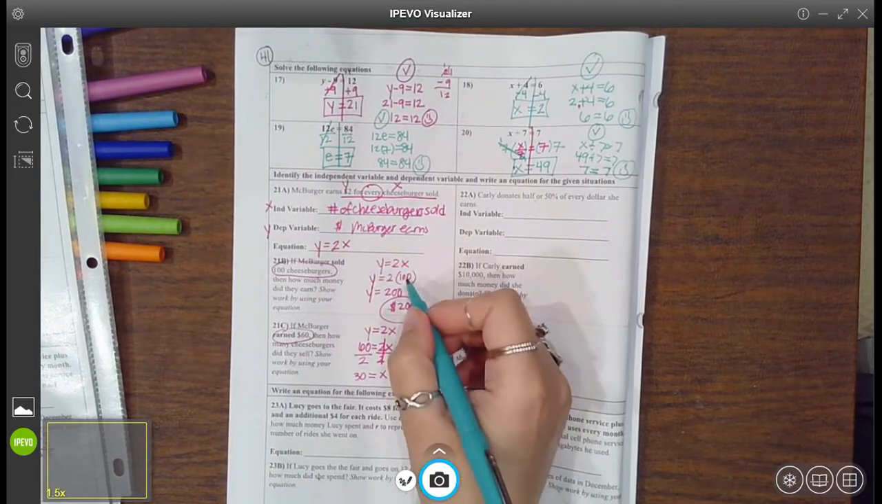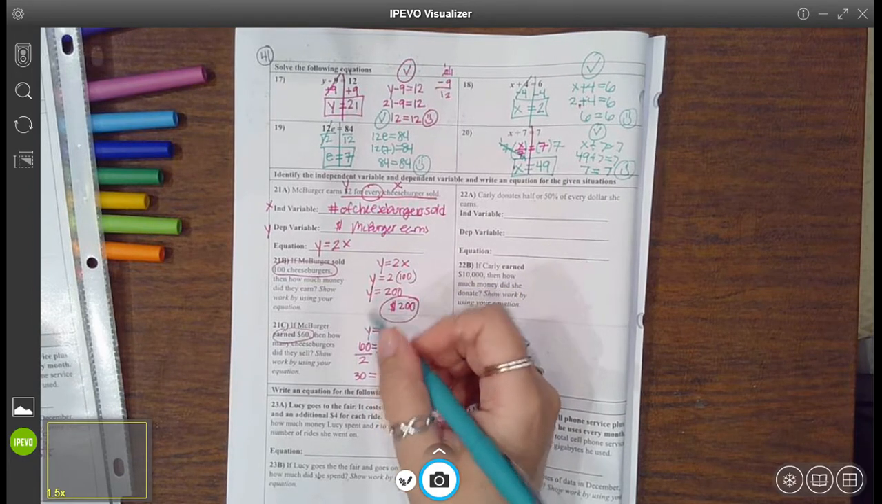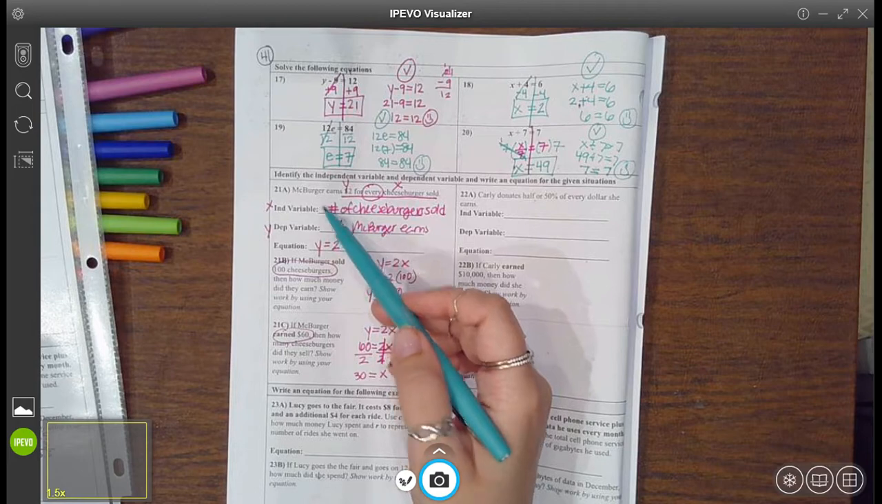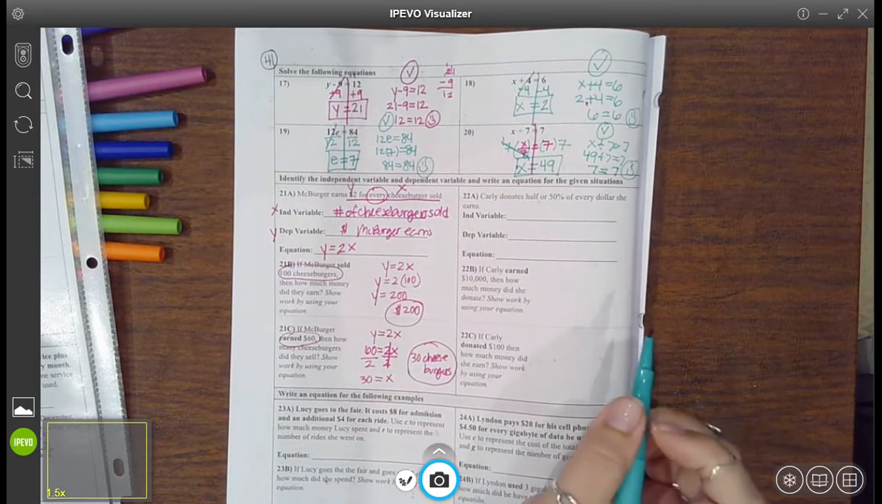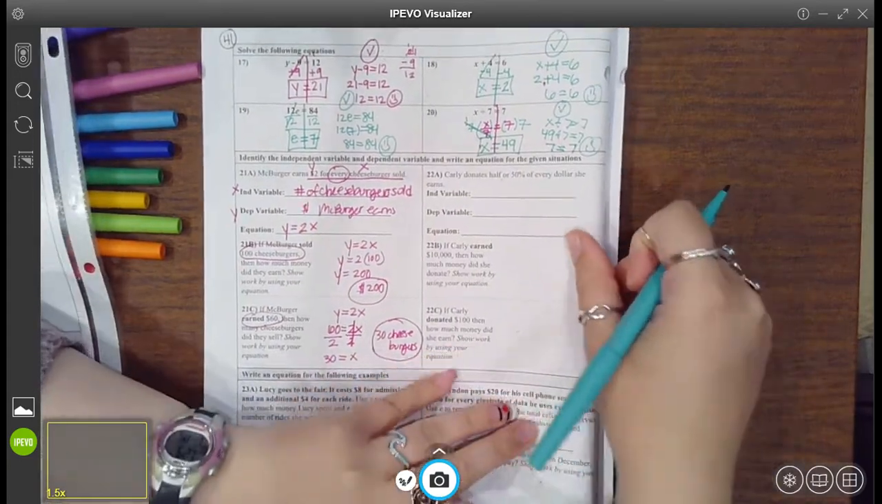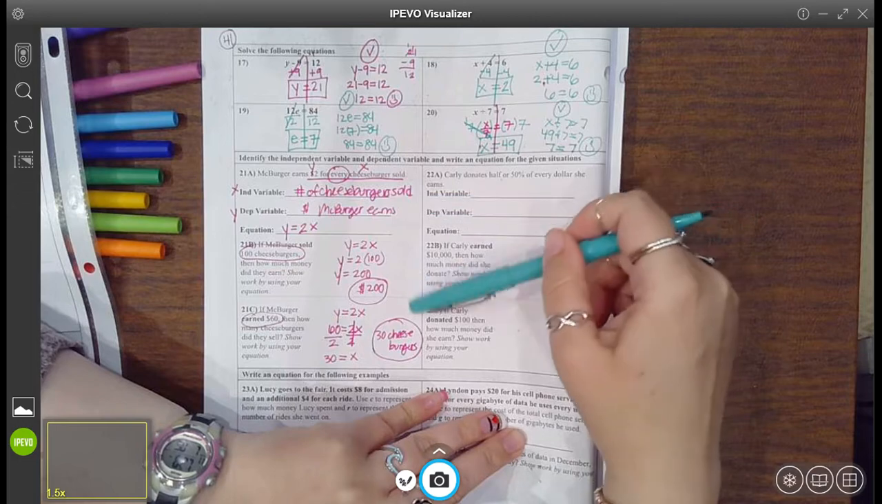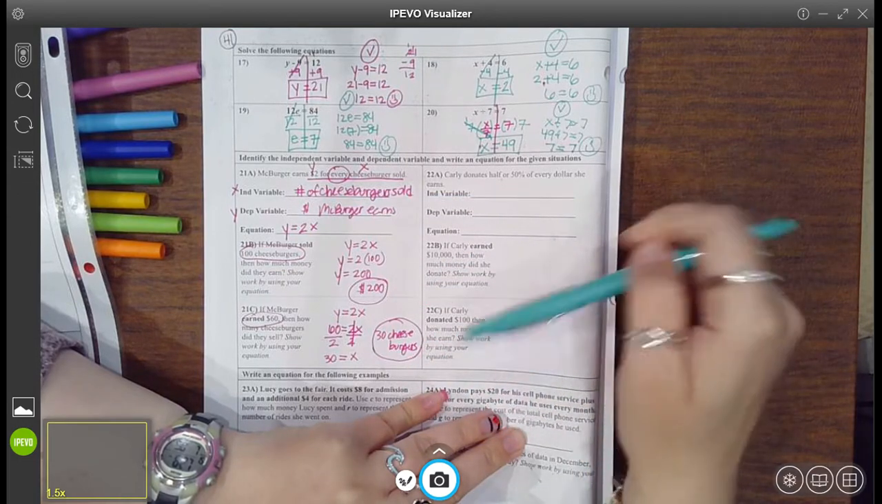Sometimes they give you the x, sometimes they give you the y. That's why it's important to know what x is talking about and what y is talking about within your equation. Okay, number 22. Again, if you missed it, hopefully this helped. Maybe you need to rewatch that part, then maybe retry the other ones and then unpause it and come back to check.